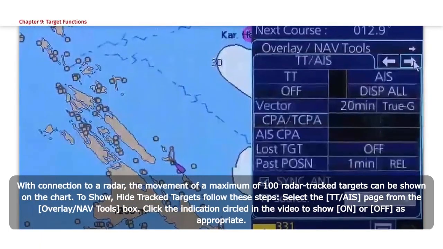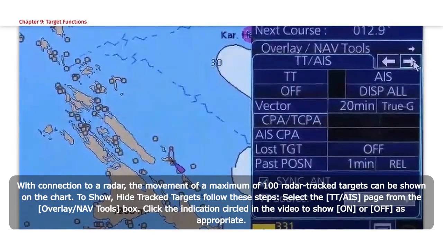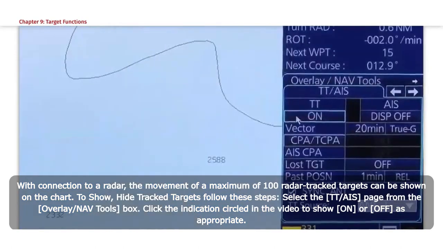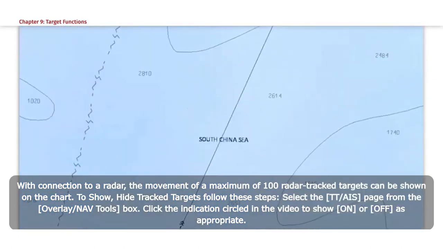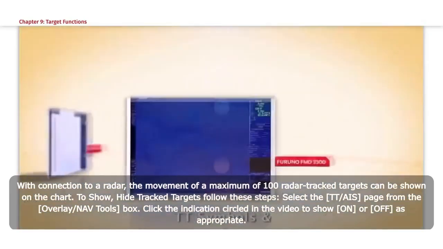Select the TT or AIS page from the Overlay or Nav Tools box. Click the indication circled in the video to show on or off as appropriate.